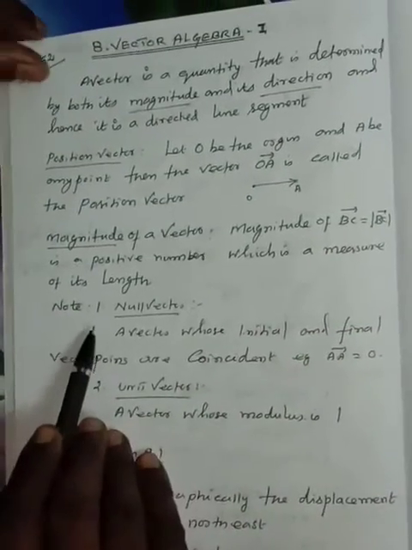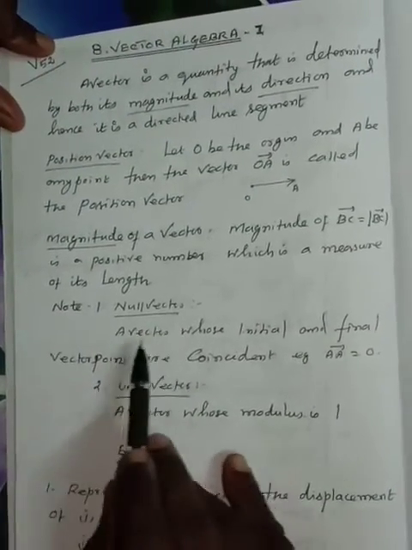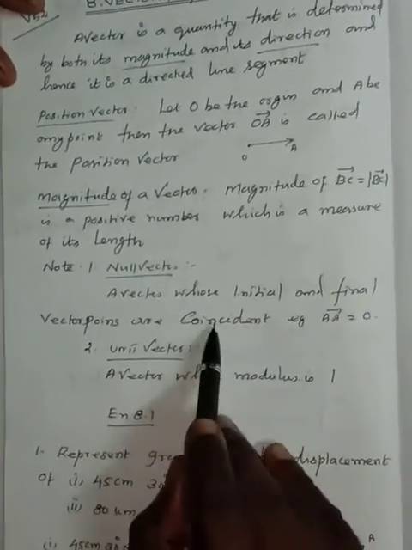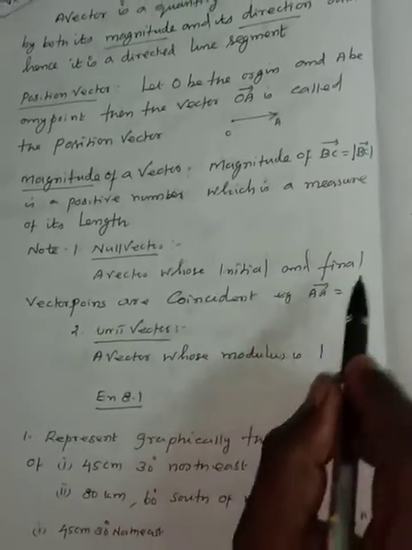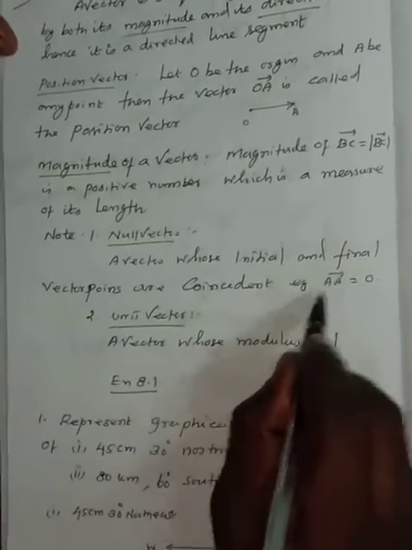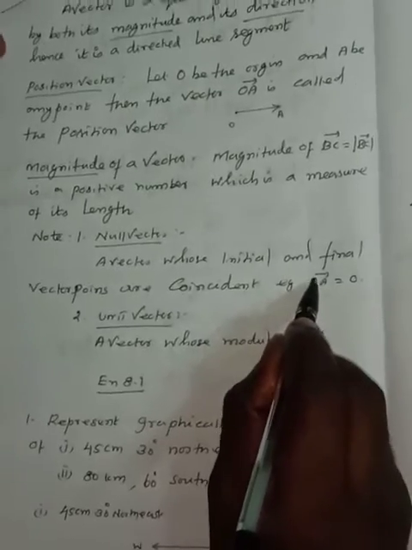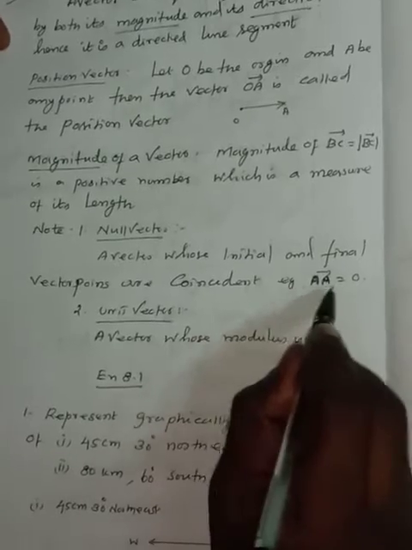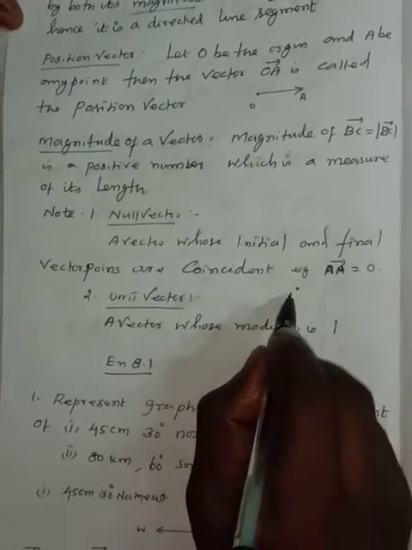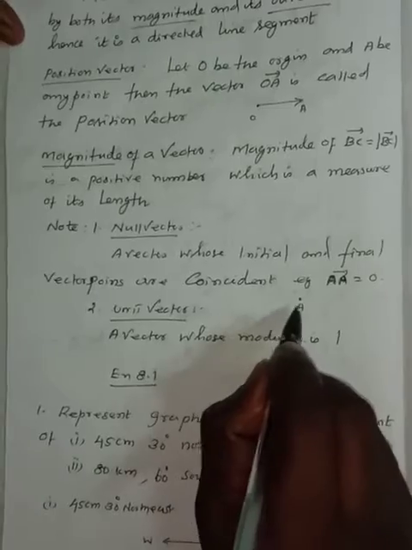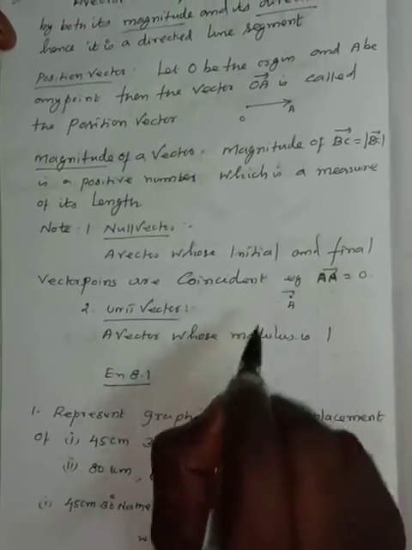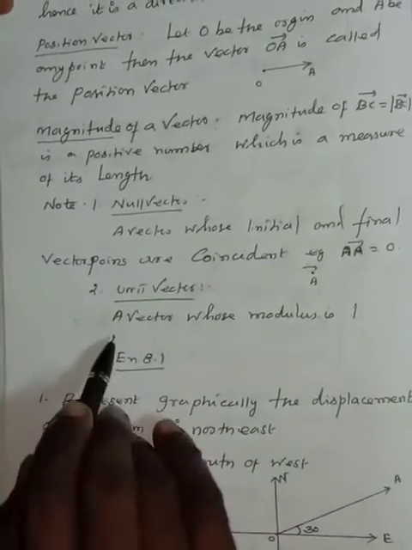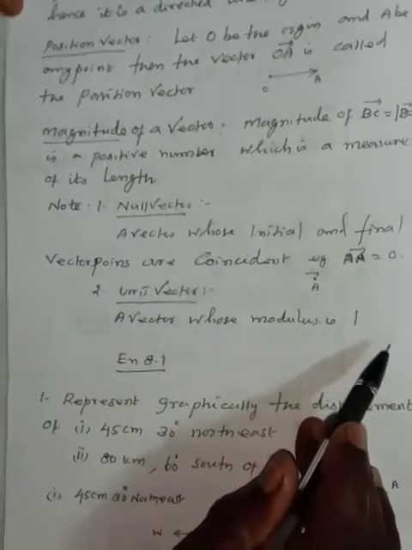Note number 1, null vector: a vector whose initial and final points coincide. Example, vector AA, the vector A to A itself. The position is A itself, the same point, the coincident point. Number 2, unit vector: a vector whose modulus is 1.